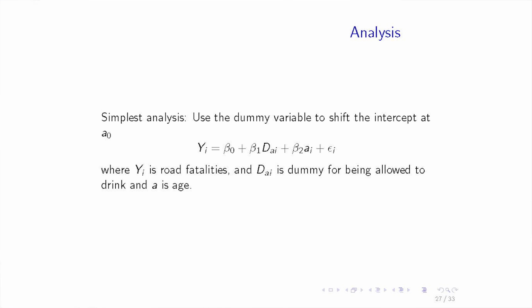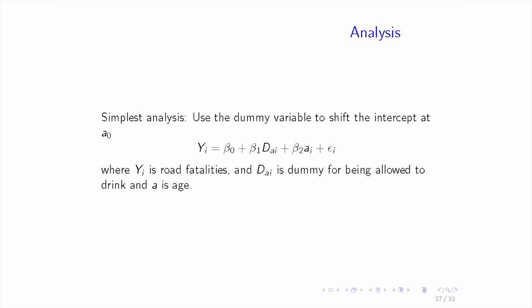So what can you do in this setting? Well, the simplest thing you can do is to use a dummy variable for treatment to shift the intercept at A0. So what you assume, running the regression that we saw with a dummy variable, is that the slope of the relationship between your outcome on the left and on the right of the discontinuity is the same. But then there is a treatment. It suddenly shifts up or down depending on whether you can drink.